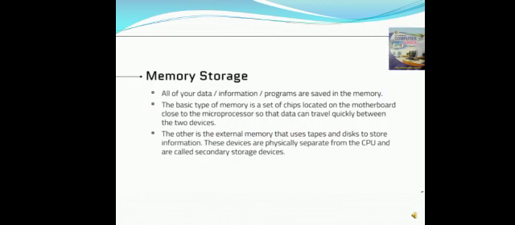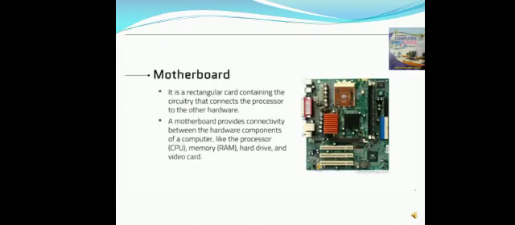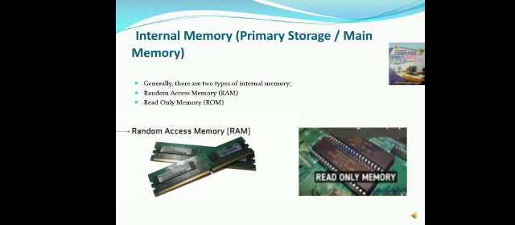Then we have memory storage. The data, the information, and the programs are saved in the memory. Here we have two types of memory. One is a set of chips located on the motherboard close to the microprocessor, and the other is external memory. Then we have the motherboard, a rectangular card that provides the connectivity between the hardware components of the computer like the processor, memory, hard drive and video card. Here you can see the circuit.